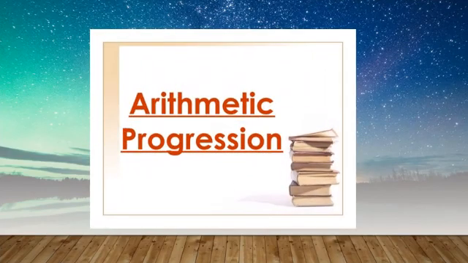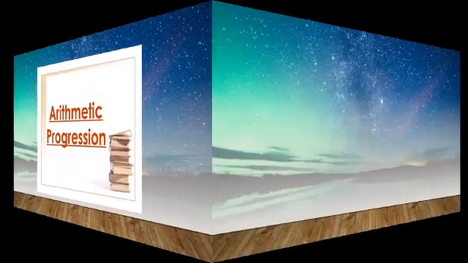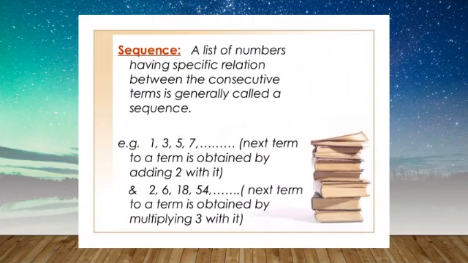So on this high note, let's begin with our chapter number 5, Arithmetic Progression. Okay, so AP is a type of number sequence. A number sequence is a list of numbers having a specific relation between the consecutive terms. For example, 1, 3, 5, 7. This is a number sequence.